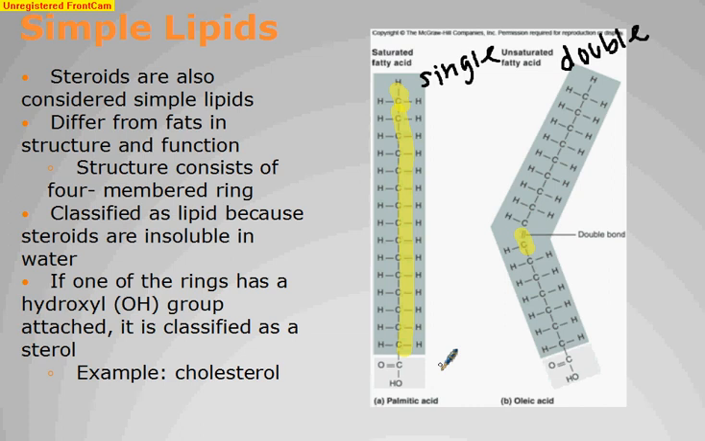Steroids are also considered simple lipids. They are unique in that they have a ring structure. We classify them as lipids because they are insoluble in water or nonpolar. And so the one example of steroids that you should know would be cholesterol. Okay, the word sterol is in there.